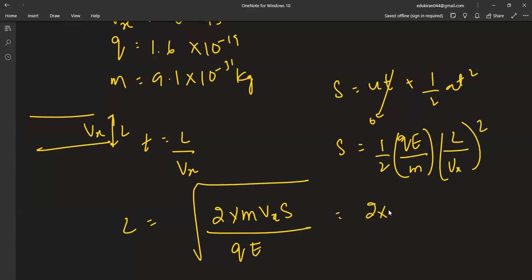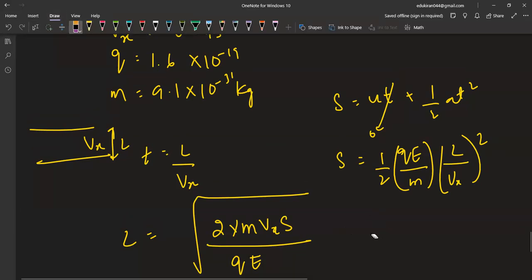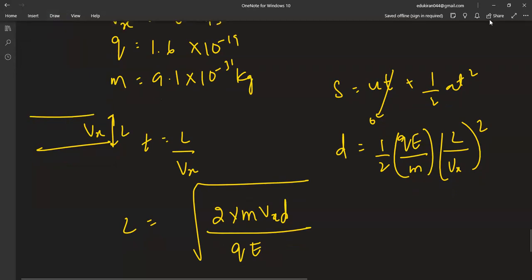So 2 times the mass of the electron. The rest of the things you people can substitute. Instead of S, I'll write it as D because I have taken time as T. Clear, Tarif? In this question, you have to find the separation L at which it strikes the upper plate. Just look at question 14, it must be given.